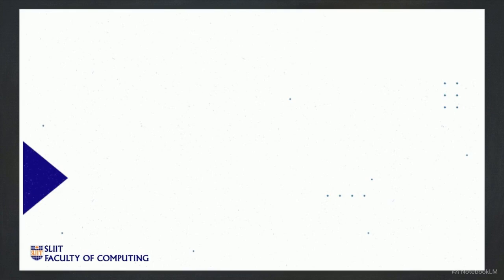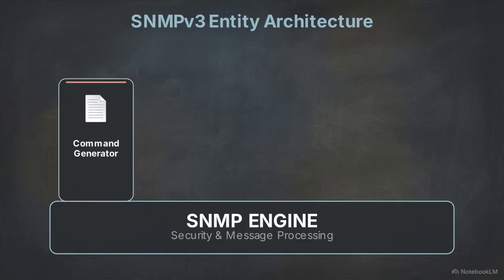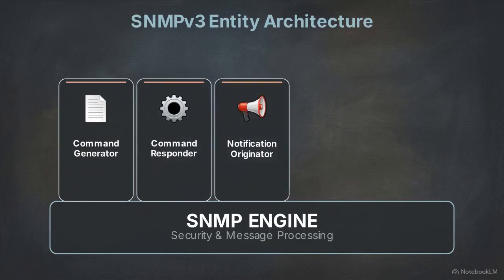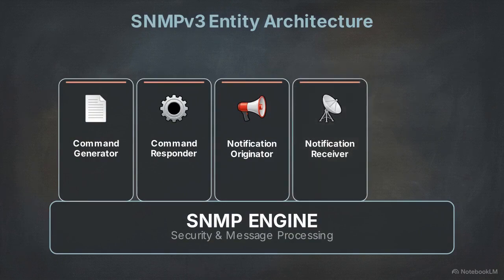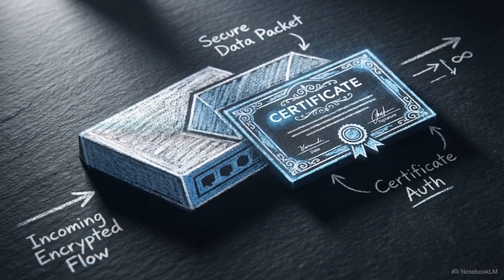The engine's routing core includes the dispatcher and message processing subsystem. Its security core contains the security and access control subsystems, handling authentication, encryption, and strict object-level permissions. Above the engine sit 5 dedicated application types: command generators to request data, command responders to provide access, notification originators to send traps, notification receivers to catch them, and proxy forwarders to route requests. By decoupling the physical routing engine from these highly specific applications, SNMP version 3 guarantees that strict enterprise security rules apply uniformly to every command passing through the network.